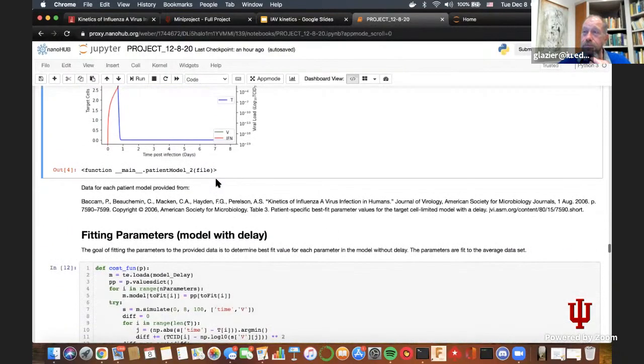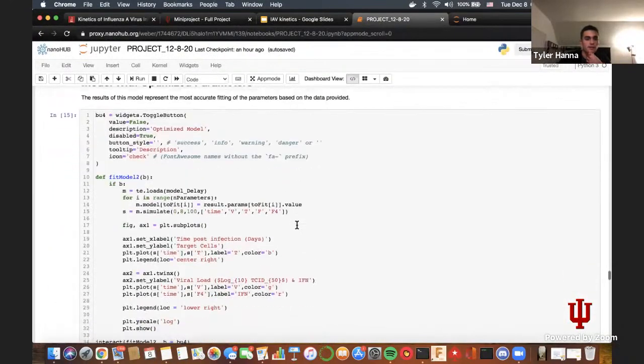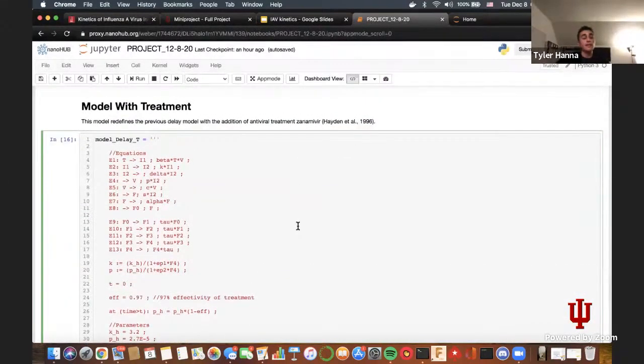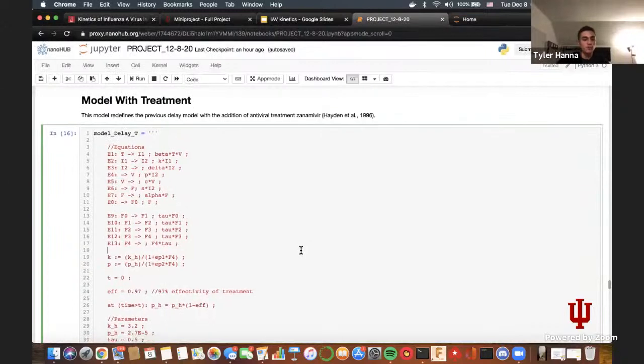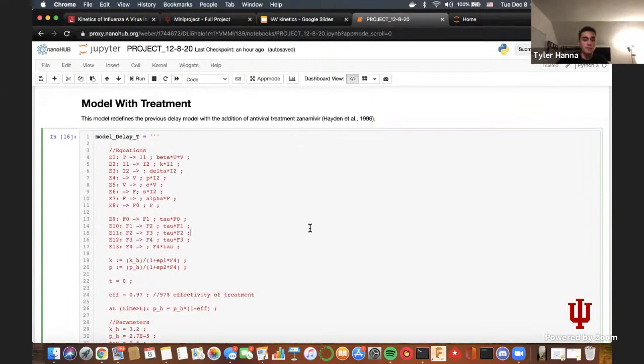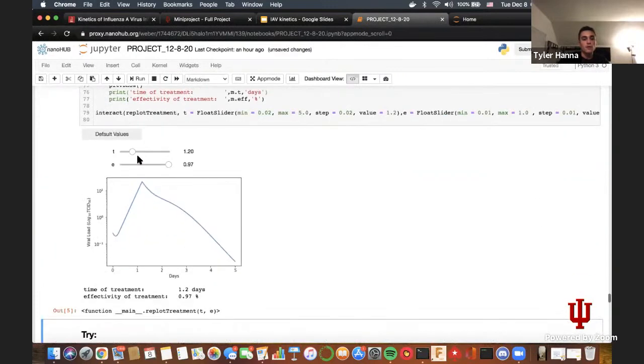Let's see. Here, yeah, there's a fitting algorithm, and here is the antiviral treatment model. So this is an extension of the previous model with the interferon delay. However, it includes the treatment of Zanamivir. And so here they considered the early treatment to be at 1.2 days, which results in this viral curve. And then they considered delayed treatment at 2.08 days.